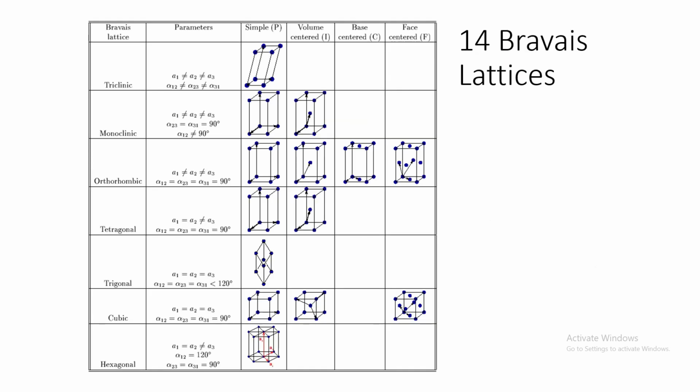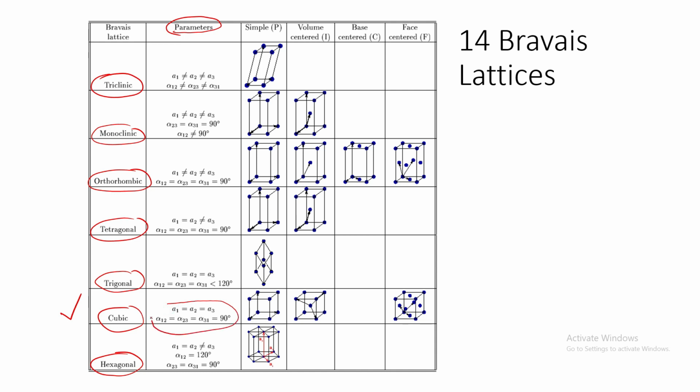So let us look at this picture. The crystal systems I have selected here are triclinic, then monoclinic, orthorhombic, tetragonal, trigonal, cubic, and hexagonal. These are the crystal systems. So we are classifying the crystal system based upon these lattice parameters here. First let us take the cubic crystal system. You can see that a1 is equal to a2 is equal to a3. That is, instead of a, b, c, we have selected a1, a2, a3. And all angles are 90 degrees.